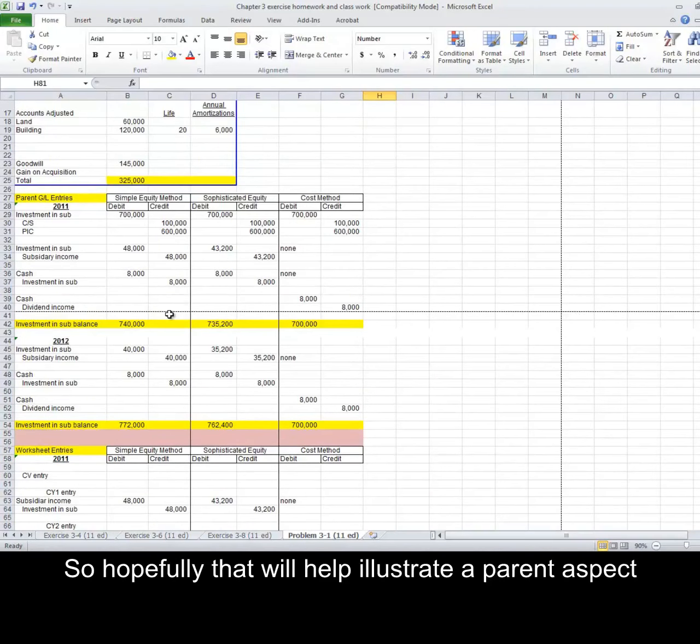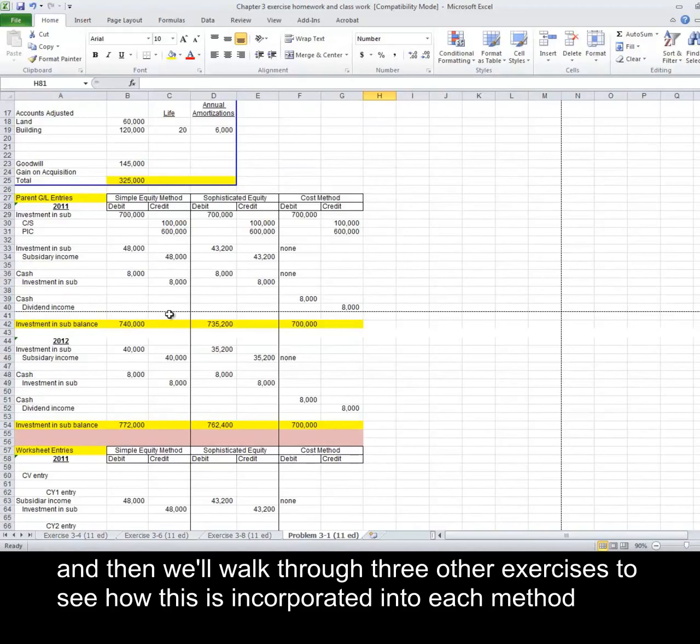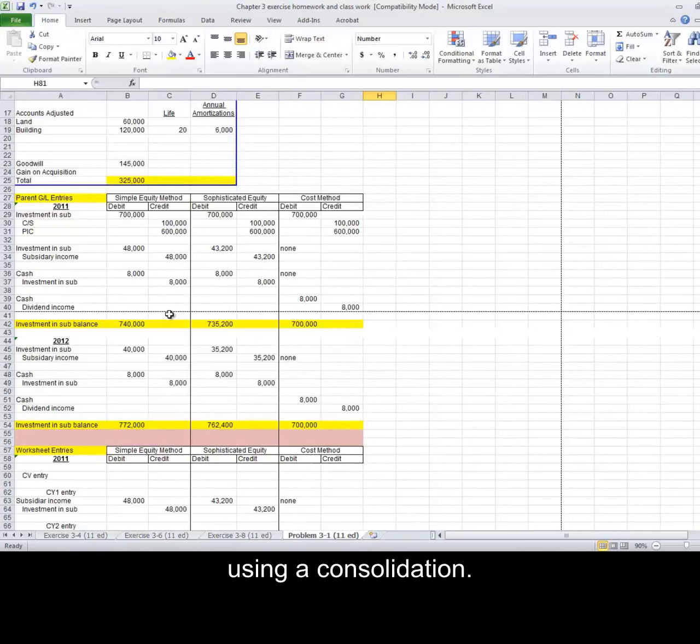So hopefully that will help illustrate the parent aspect, and then we'll walk through 3 other exercises to see how this is incorporated into each method using a consolidation.